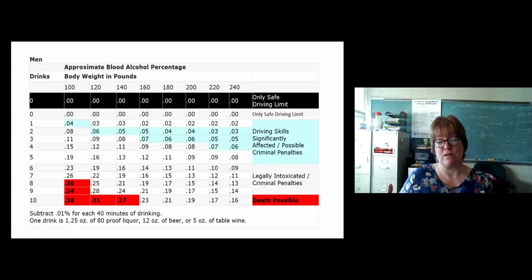So there are different rates, but the idea is that if you're in this range, this is seriously intoxicated, with medical issues. If you're in this range, this is legally intoxicated. You cannot be driving. In the blue range, you're still going to be affected, and you can see these results.